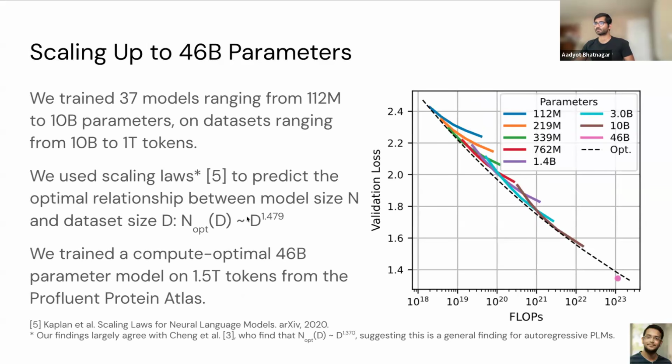The scaling laws. So here you'll see that the optimal number of parameters scales as the data set size to the 1.47. So that suggests that you should scale your model size faster than your data set size. In NLP, the scaling laws have generally shown that these two should scale in lockstep, that this exponent is just one. Okay, got you.